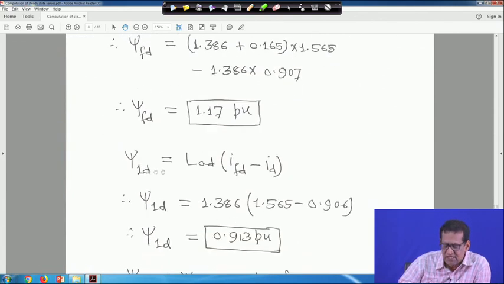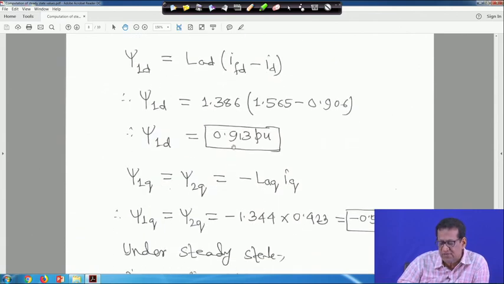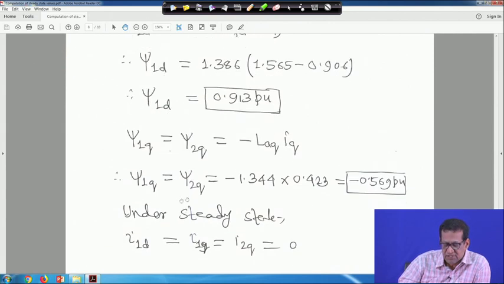We also know psi 1D is equal to LAD into IFD minus ID. So, psi 1D will be 1.386 into, in bracket, IFD 1.565 minus ID 0.909. So, psi 1D will become 0.913 per unit, right, and psi 1Q is equal to psi 2Q is equal to minus LAQ IQ. So, that means psi 1Q is equal to psi 2Q, equal to minus LAQ, which is 1.344, into IQ, which is 0.423. So, it is actually minus 0.569 per unit, right.